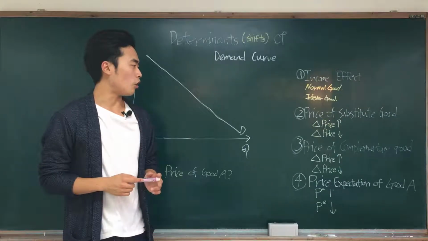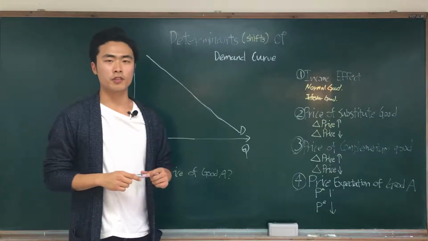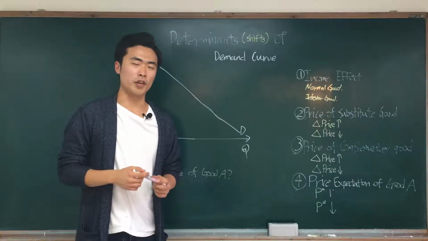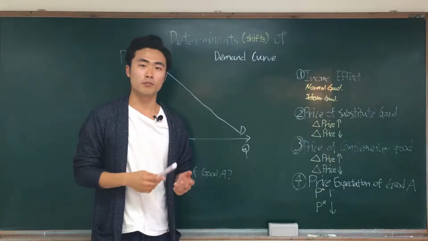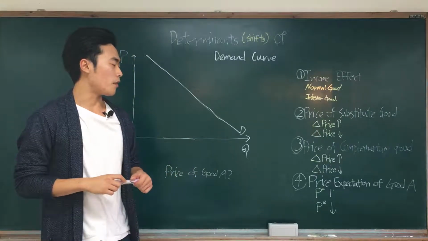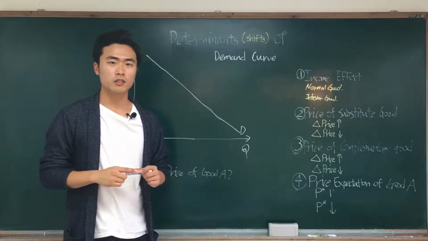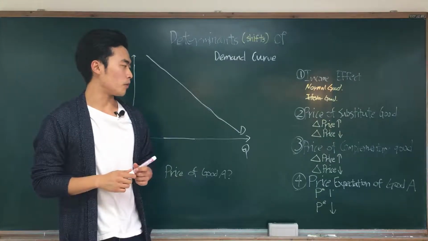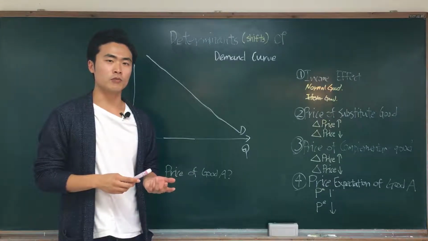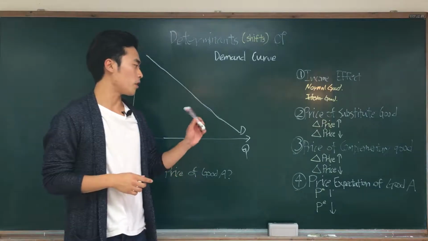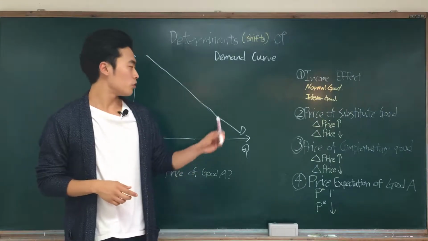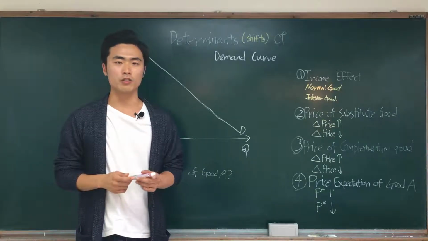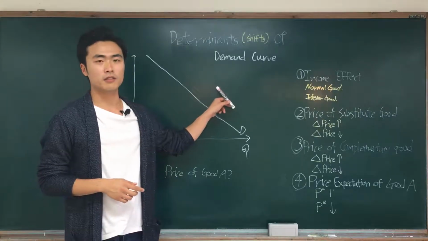The same logic goes for the price of a complementary good. So complementary goods are the goods which are consumed together. So for example, let's think about bread and milk. If the price for the bread increases, the demand for the milk decreases because you cannot consume the same things altogether. So the increase in the price of a complementary good shifts the demand curve to the left, and the decrease in the price of a complementary good shifts the demand curve to the right.